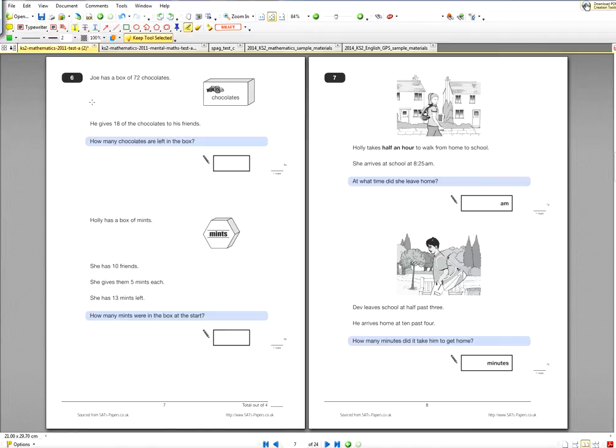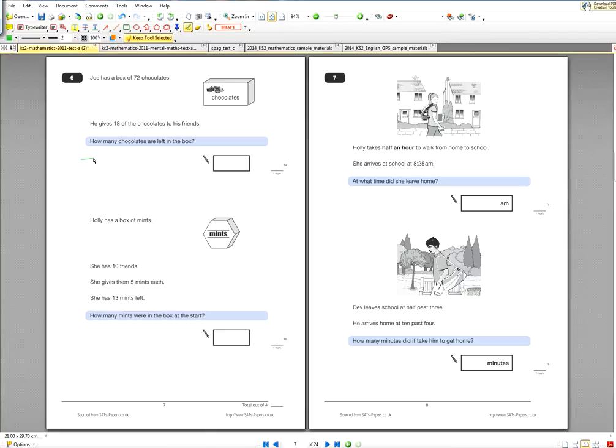Joe has a box of 72 chocolates. He gives 18 of the chocolates to his friends. How many chocolates are left in the box? So what do we do? How did you do that, Kamal? He explained it nice and clearly.